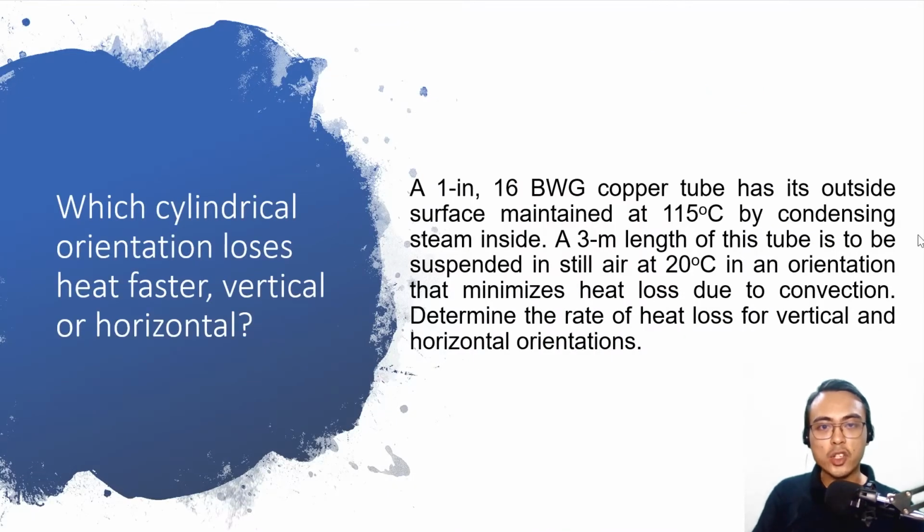A 1-inch 16 BWG copper tube has its outside surface maintained at 115 degrees Celsius by condensing steam inside. A 3-meter length of this tube is to be suspended in still air at 20 degrees Celsius in an orientation that minimizes heat loss due to convection. Determine the rate of heat loss for vertical and horizontal orientations. Let's go ahead and solve that problem.